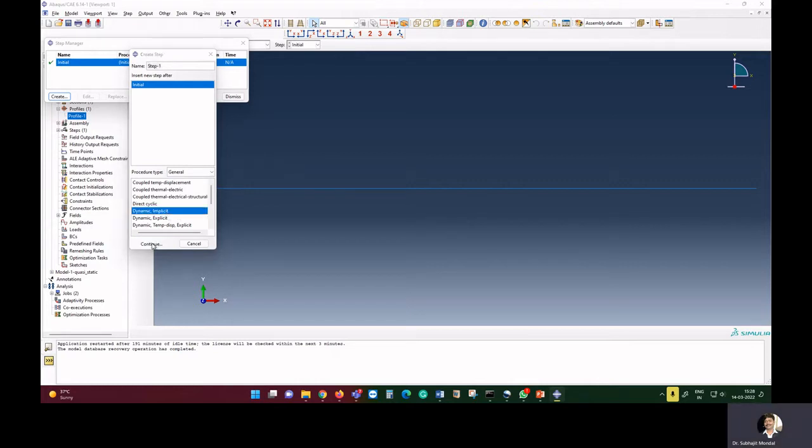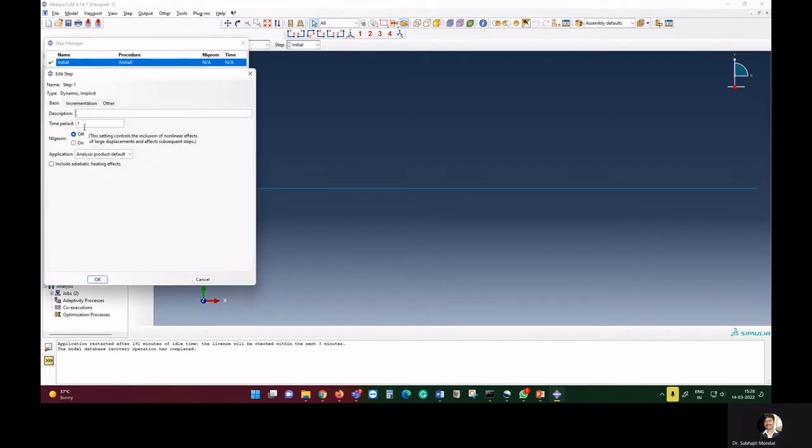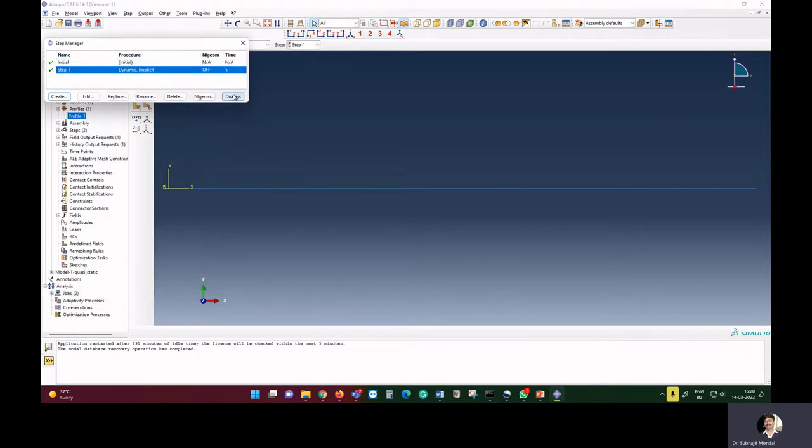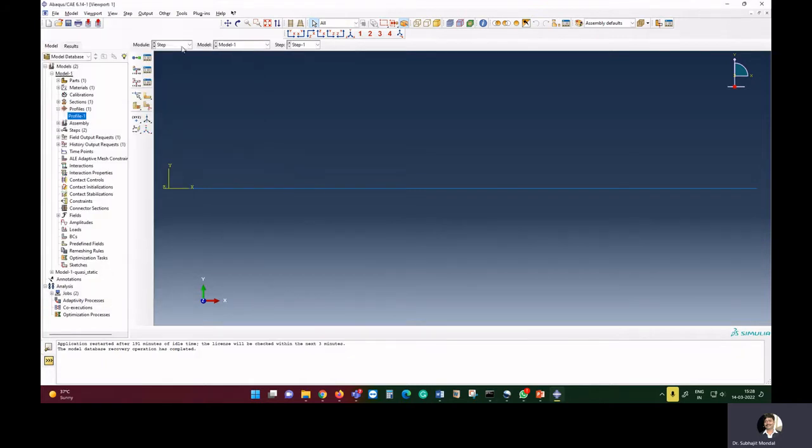Here I am going to select dynamic implicit, and the time period I can make 5. Increment type I can make fixed, and increment size I can make 0.01. Number of increments I make 5,000, and increment size 0.01. So here we have defined the step.